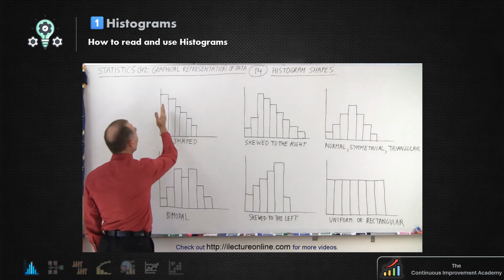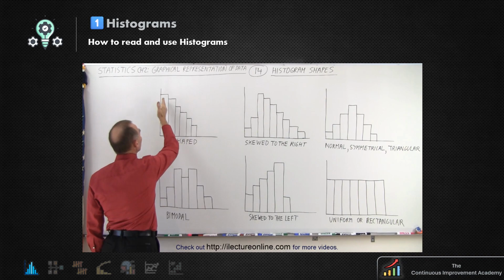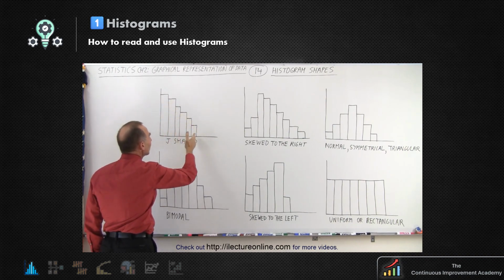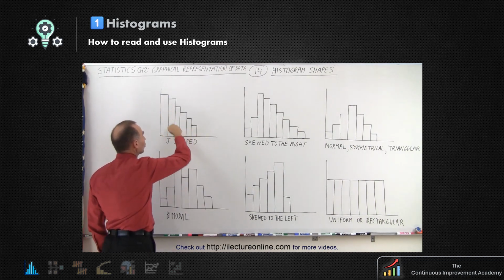Sometimes we see lots on one end and then it declines as we go to the right. In other words, we see mostly F's and D's and very few A's. In this case, we call it J-shape because it's kind of like the letter J.